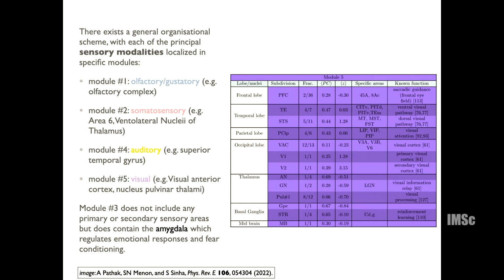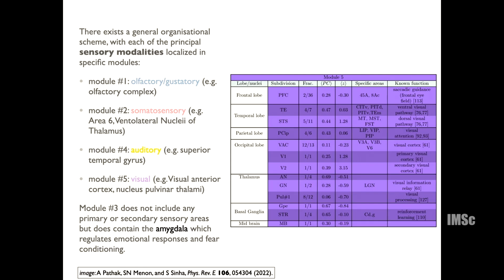That's very interesting. So it looks like the modules actually correspond to the processing of some sensory information, but module 3 does not. However, module 3 is the only one which does not have any primary or secondary sensory areas, but contains the amygdala, which regulates emotional responses and so on.